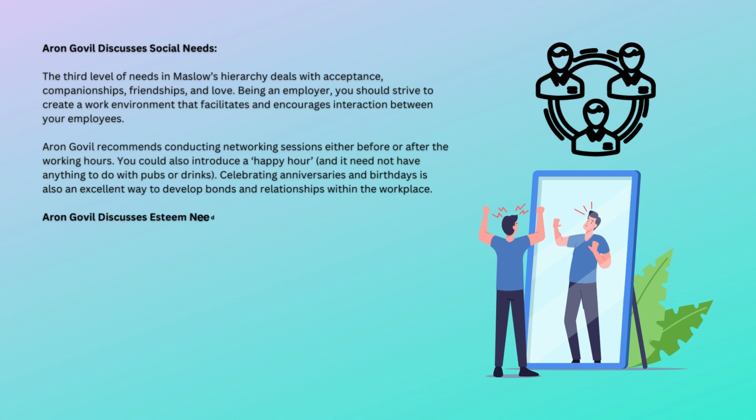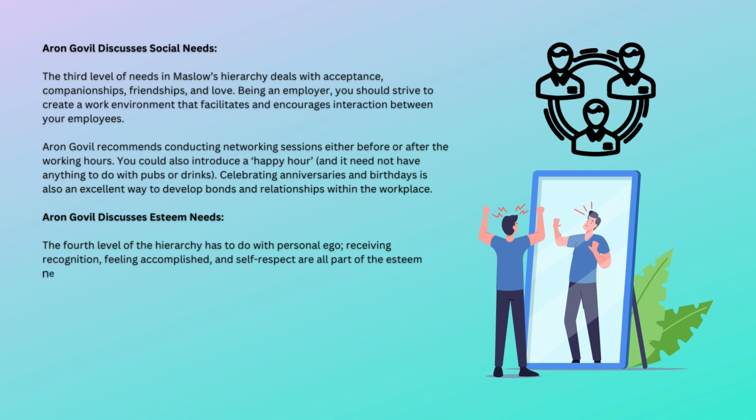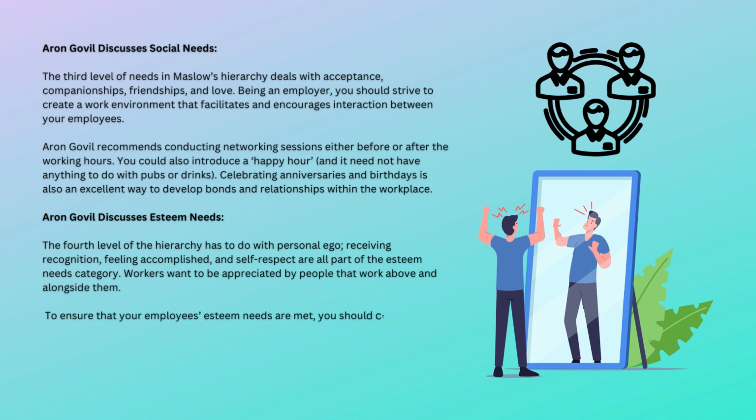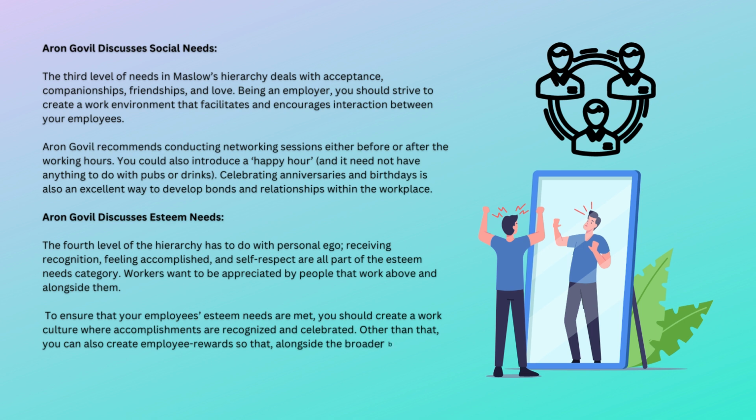Aron Govil discusses esteem needs. The 4th level of the hierarchy has to do with personal ego. Receiving recognition, feeling accomplished, and self-respect are all part of the esteem needs category. Workers want to be appreciated by people that work above and alongside them. To ensure that your employees' esteem needs are met, you should create a work culture where accomplishments are recognized and celebrated. Other than that, you can also create employee rewards so that, alongside the broader business objectives, workers have their own sets of goals to work towards.